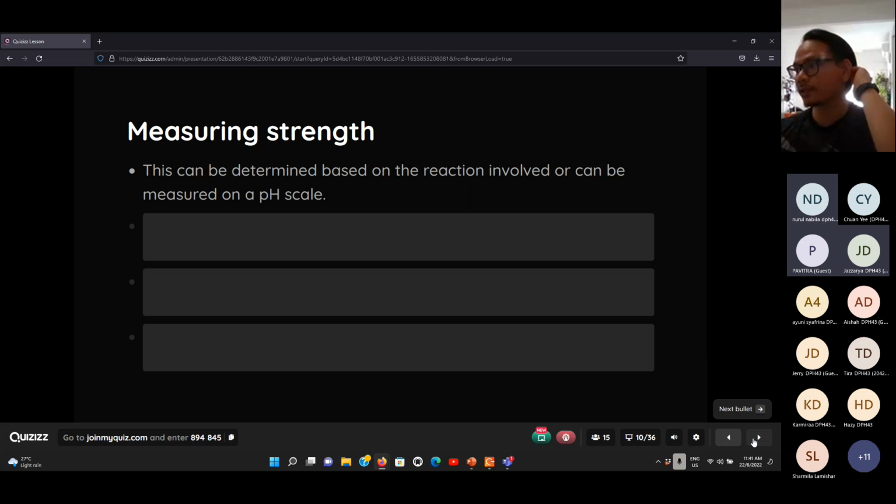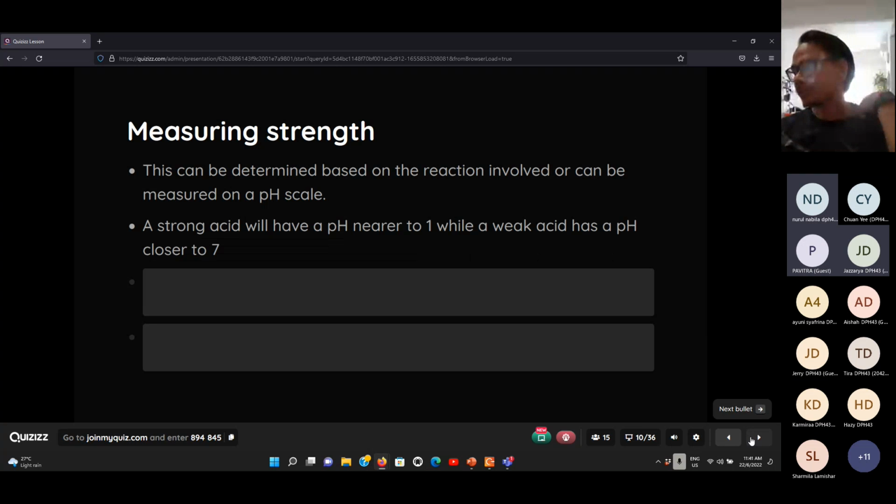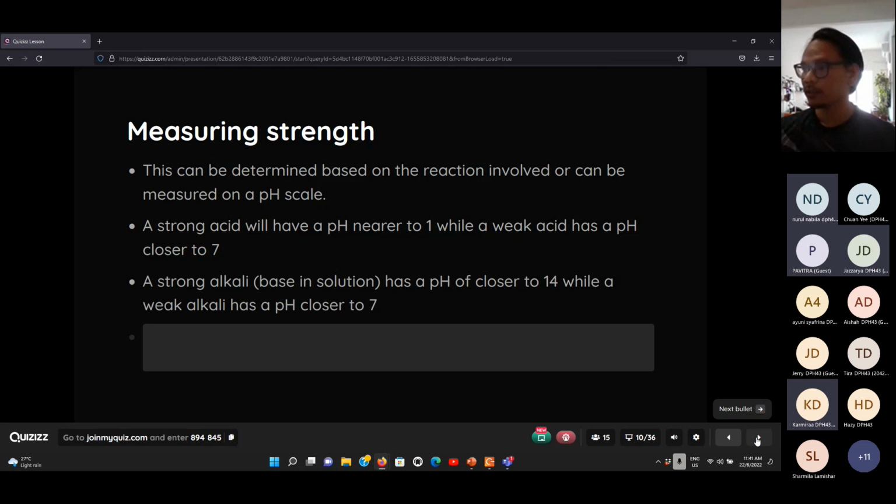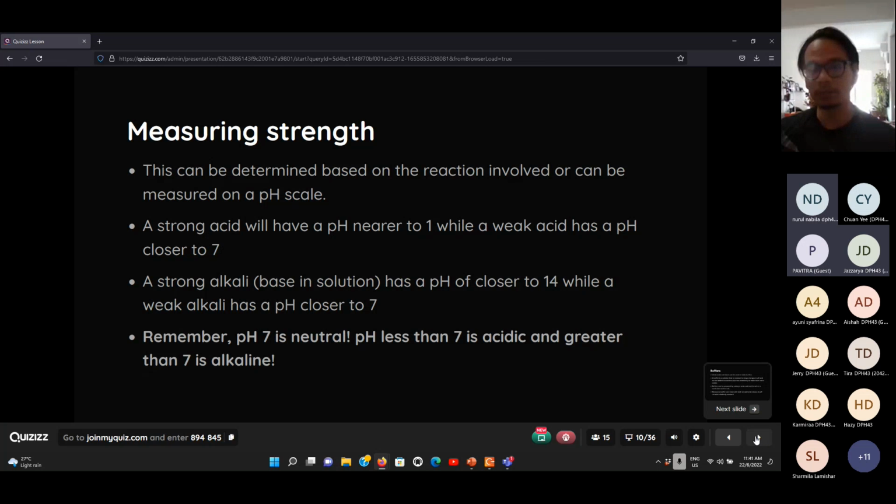So how do we measure the strength? This can be determined by using pH scale. Macam saya cakap tadi, kalau acid, 1 dan 2 tu adalah strong acid, 5 dan 6 adalah weak. Alkali ataupun base pula, anything closer to 7 is weak. Kalau closer to the 13 and 14, itu adalah a strong alkaline, a strong base.